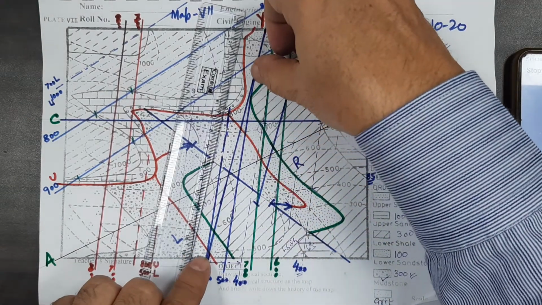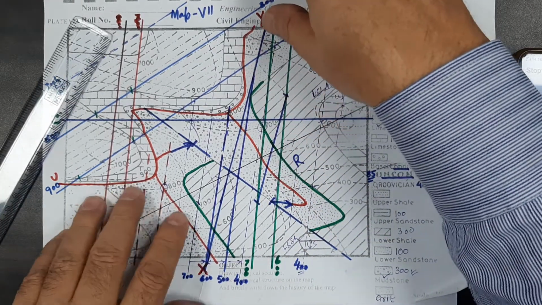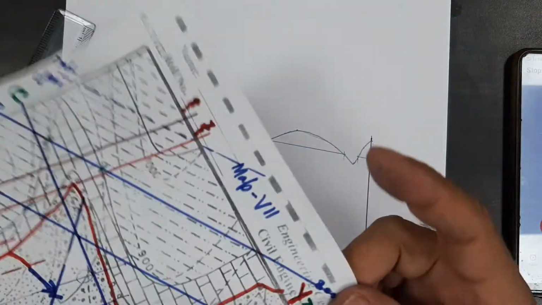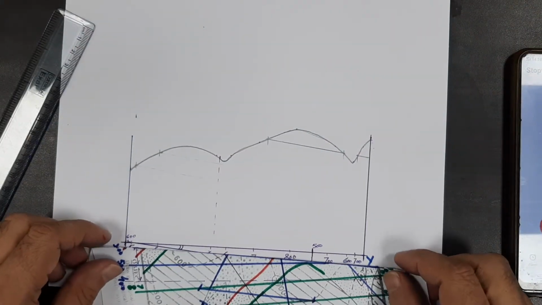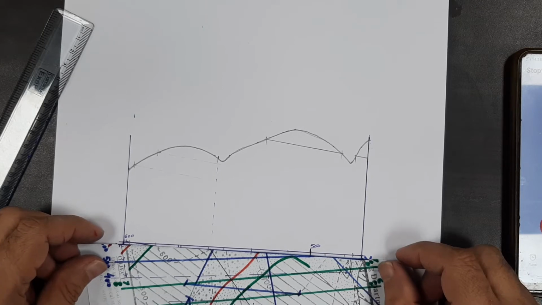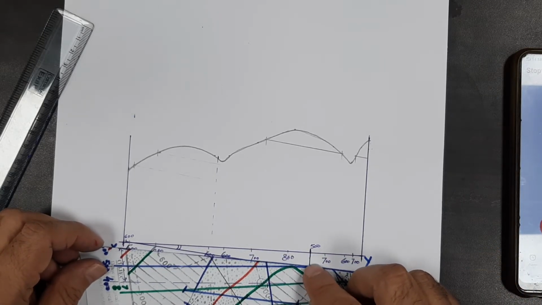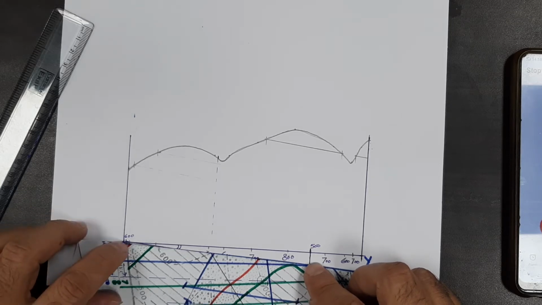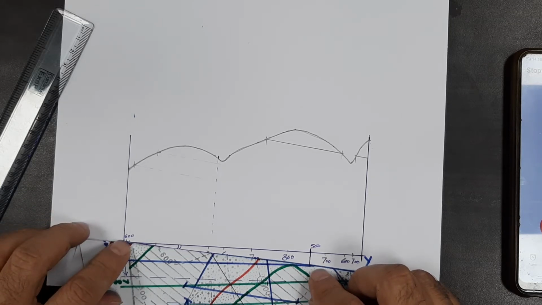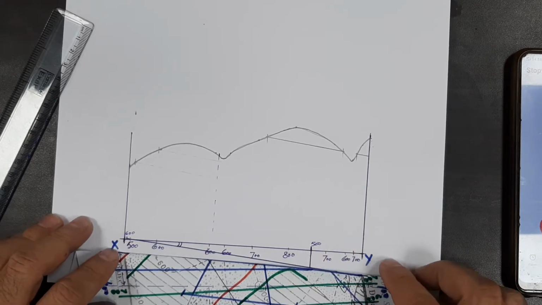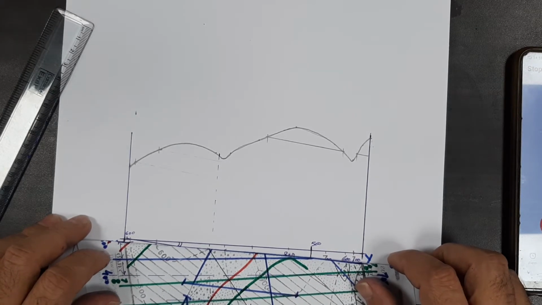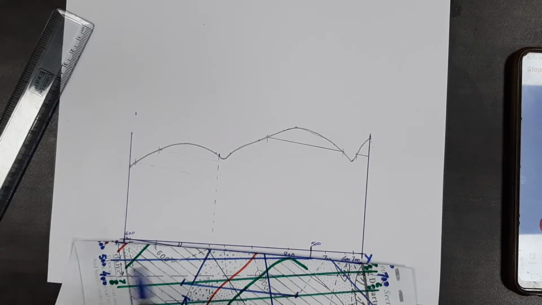I will take these 2 points. So I have folded the map along this line. I have drawn the profile. Then I have transferred the contacts. This is 500 meter and this is 600 meter. Below the lower value, I have got 1 centimeter. I have got the dip. And then I will transfer all the contacts on the profile.